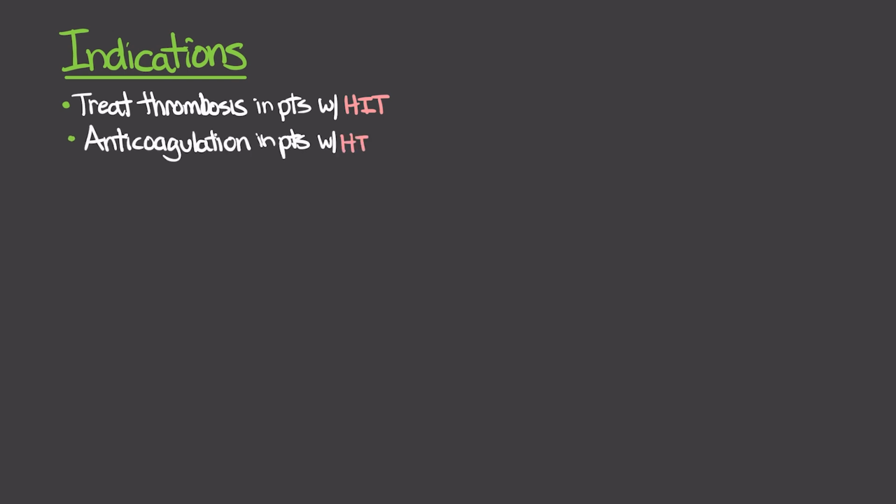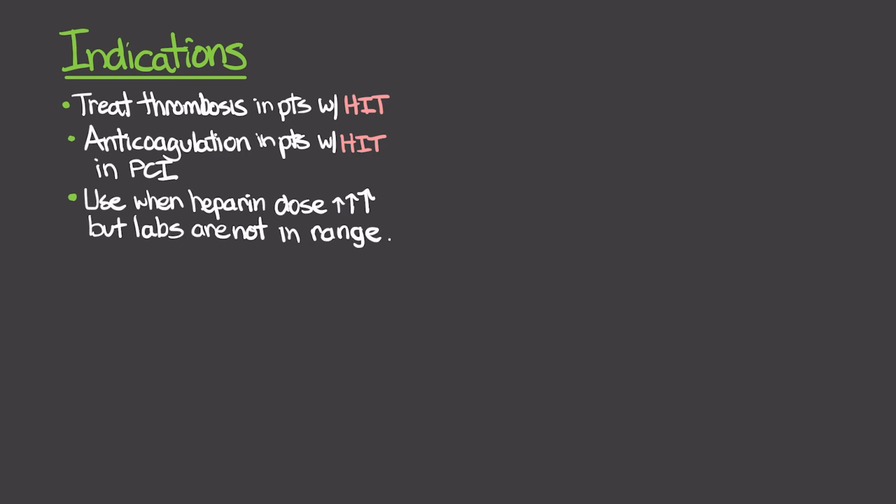So let's talk about some of the reasons in which we would use it. Like I talked about, the treatment of thrombosis in a patient who has heparin-induced thrombocytopenia or HIT. So this is probably one of the most common cases that we'll use it. We can use it for anticoagulation in patients with or who are at high risk of HIT if they're needing that cath in the cath lab, so a PCI. And then we can use it instead of heparin when the heparin dose is continuing to be increased, but the lab values are not actually within therapeutic range despite these increased doses. Since this is a direct thrombin inhibitor, it does not require a cofactor like heparin to be effective, which could potentially limit the efficacy of heparin at the higher end ranges.